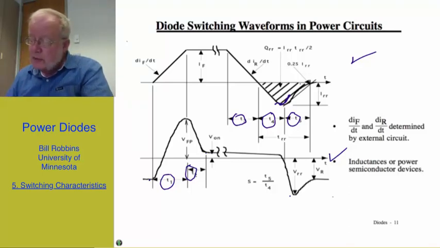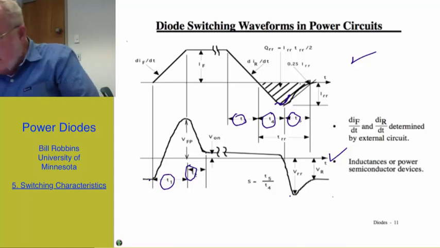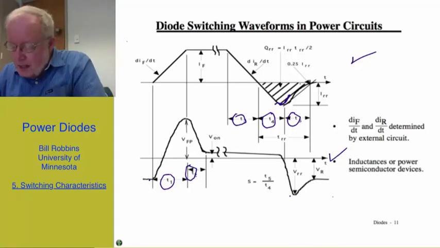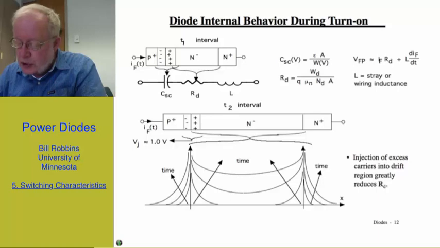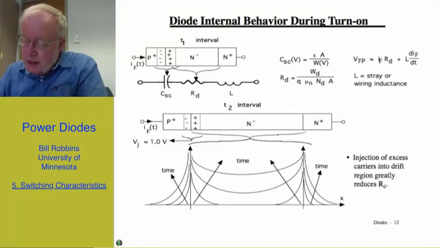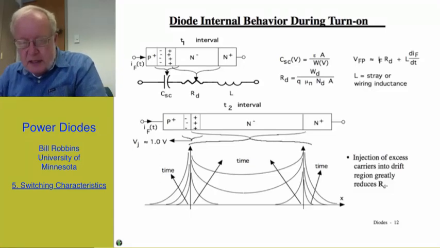Well, let's take it interval by interval. During the turn-on interval, T1, here is a picture of the device in a simple one-dimensional horizontal orientation. And the equivalent circuit is a space charge capacitance, drift region resistance, and possibly some inductance due to stray inductance, and the wiring from the diode to the outside world.